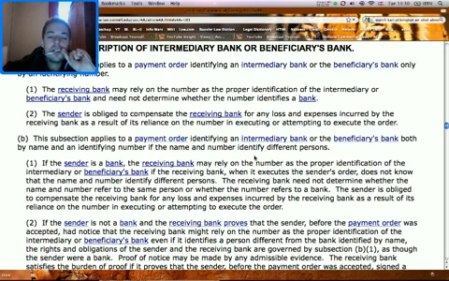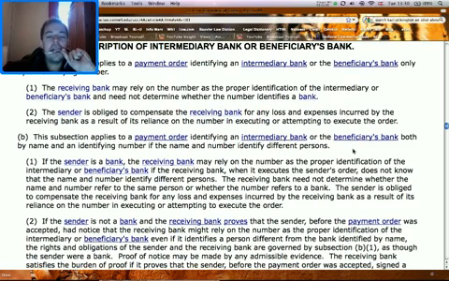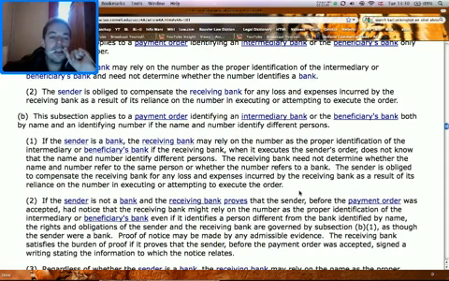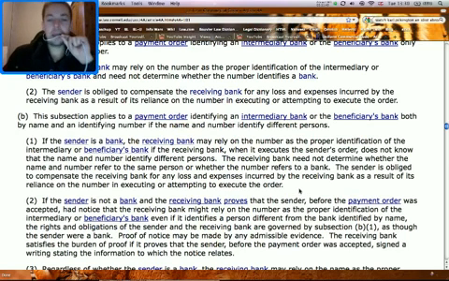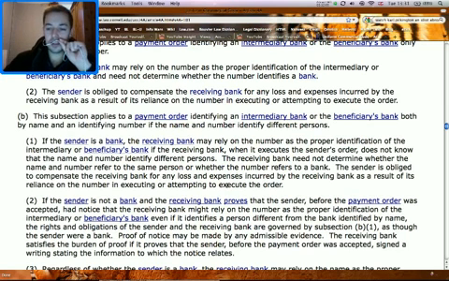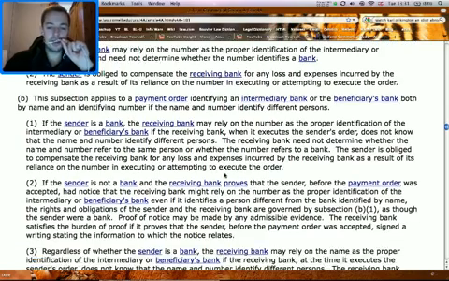This subsection applies to a payment order identifying an intermediary bank or the beneficiary's bank both by name and an identifying number if the name and number identify different persons. If the sender is a bank and the receiving bank is a bank, the receiving bank may rely on the number as the proper identification of the intermediary or beneficiary's bank. If the receiving bank, when it executes the sender's order, does not know that the name and number identify different persons, the receiving bank need not determine whether the name and number refer to the same person or whether the number refers to a bank. The sender is obliged to compensate the receiving bank for any loss and expenses incurred by the receiving bank as a result of its reliance on the number in executing or attempting to execute the order.